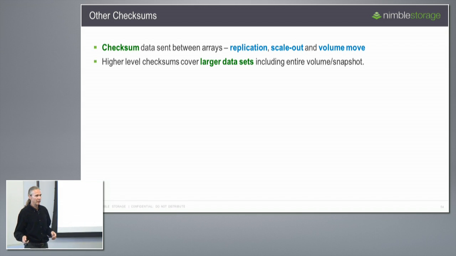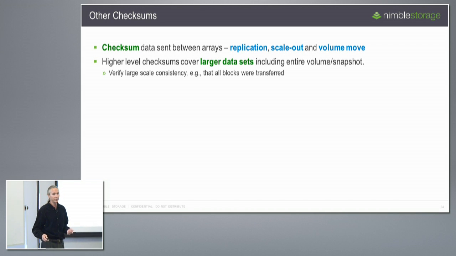There are higher-level checksums that cover larger data sets, up to an entire volume or snapshot. We can do it very efficiently. That can detect some failure cases, for example when data is copied for replication or volume move from one array to another. If every message's checksum is correct, how do we know all the messages went through? An entire-dataset checksum can verify consistency over everything.